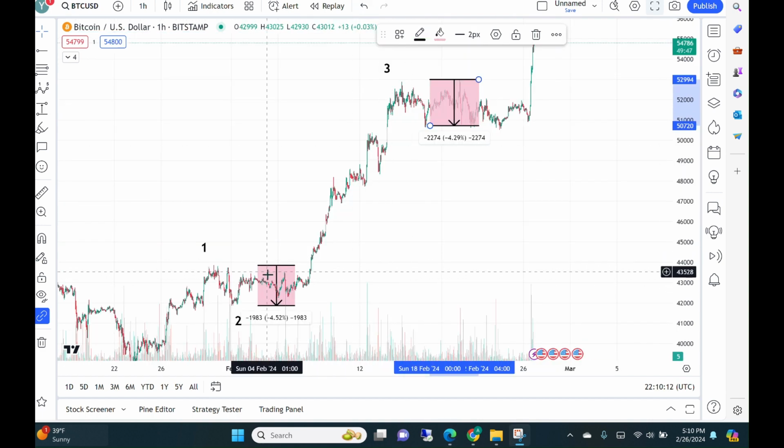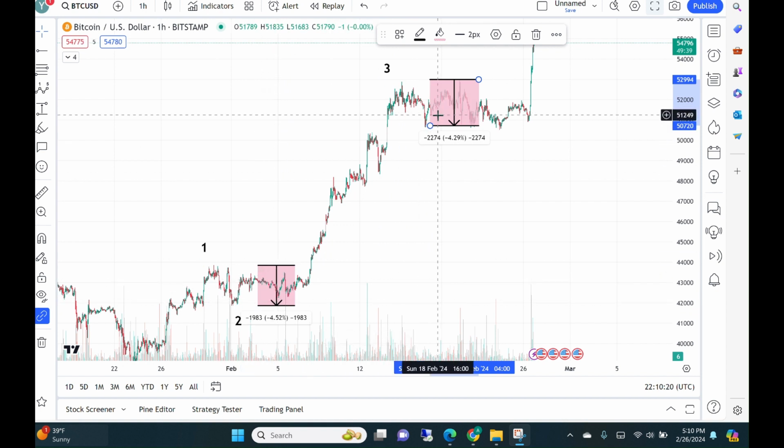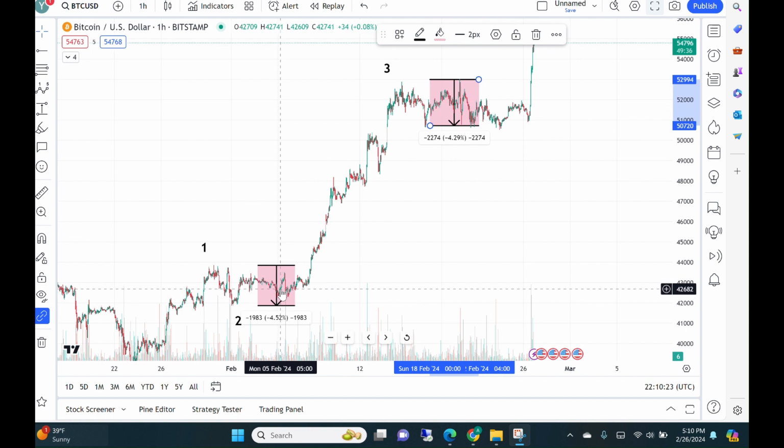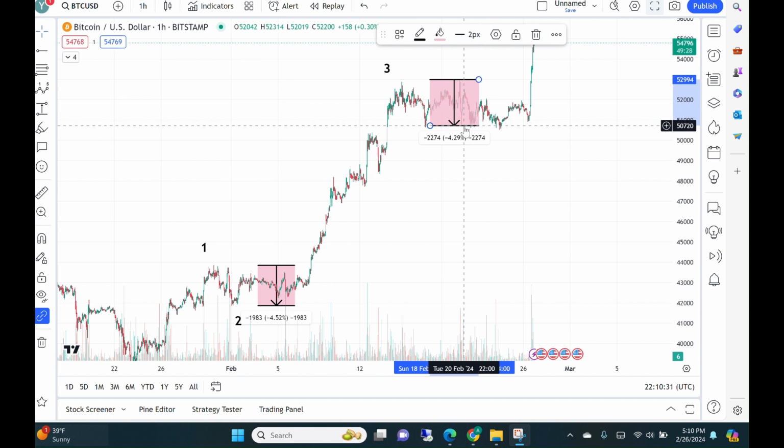So based on the wave count, I have plotted the valuation of the correction that happened over here. If you see, it's somewhere around 2000 and this one is somewhere around 2274, let's call it 2300, and let's call this one 2000. So we are looking at a 4300 correction, or at least a correction of 2300.